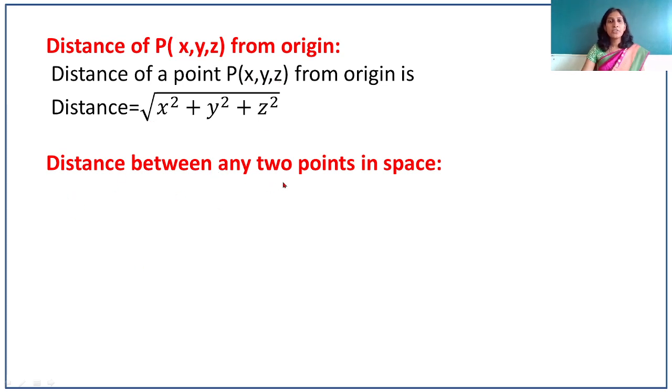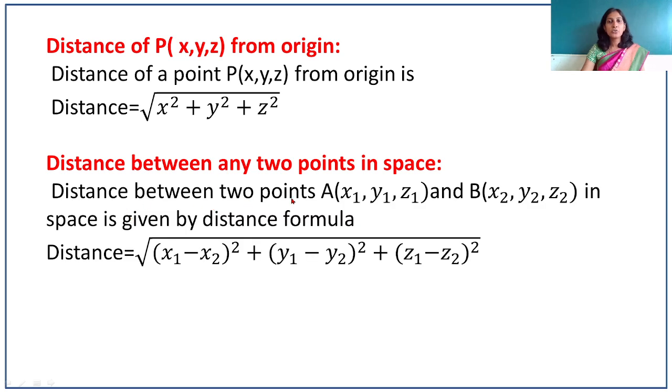Then the distance between any two points in space. Suppose one point is (x1, y1, z1) and another point is (x2, y2, z2) in space. Then by the distance formula, the distance is equal to the square root of (x1 minus x2) whole square plus (y1 minus y2) whole square plus (z1 minus z2) whole square. This is the distance formula, that means the distance between two points.